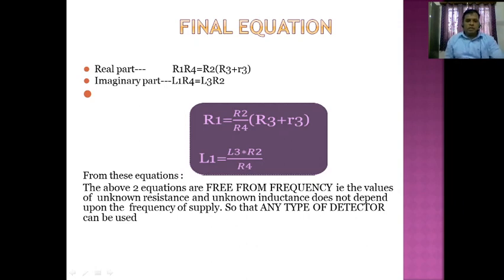The above two equations are free from frequency, and we cannot see any omega value here. These values depend only upon the unknown resistance and inductance, and not on the frequency of the supply. So any type of detector can be used, because if frequency were a factor for resistance and inductance, the detector would have to be a different one. Three types of detectors are used: tuned amplifier, headphones, as well as the vibration galvanometer. Since no frequency is involved, we can use any of these three types of detectors.